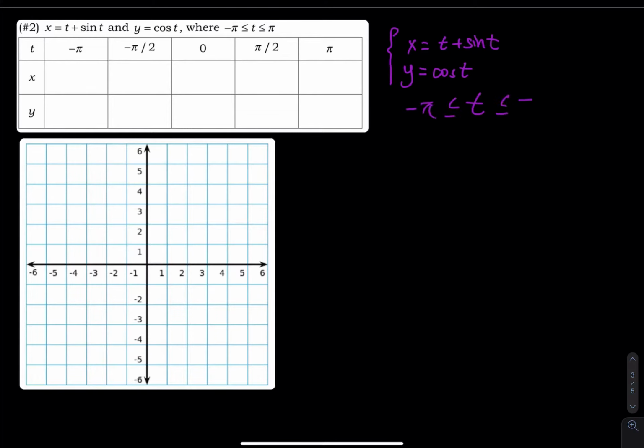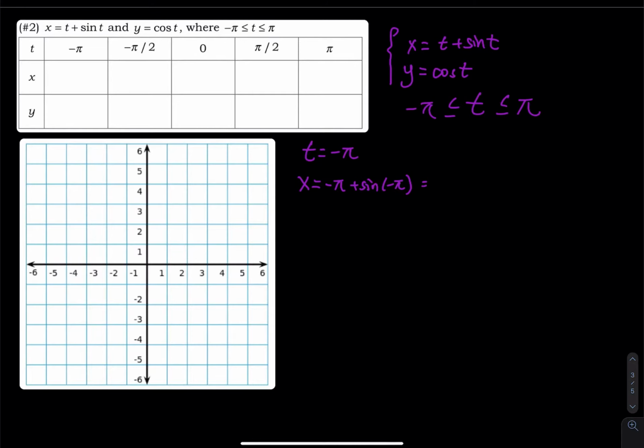If you look at my table, I already selected the t values for you. So we go from the smallest to the biggest. When t equals -pi, what do we have? We have x equals -pi plus sine of -pi. -pi means you go 180 degrees clockwise, right? So at that point, sine is equal to 0.